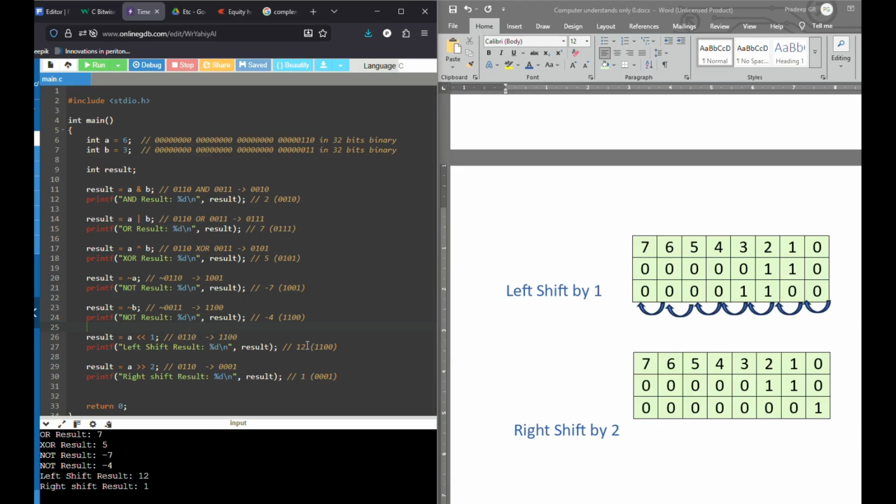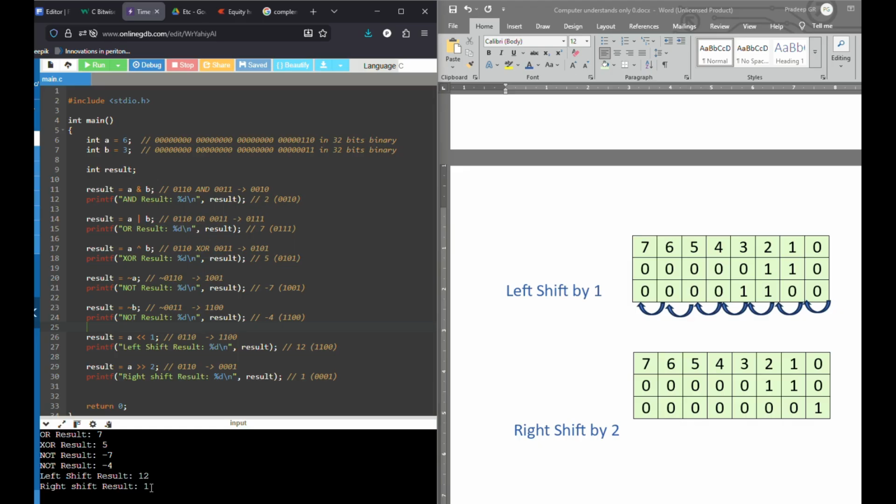Same operation, now I'm trying to do a right shift by 2. When you do 00000110 right shift by 2, these two bits will go out and this 1 will come here. All the zeros will be added at the front. So the output is 1. So 110 will become 001. That is what is printed. For the right shift by 2, 6 becomes 1. So this is about the right shift operator.